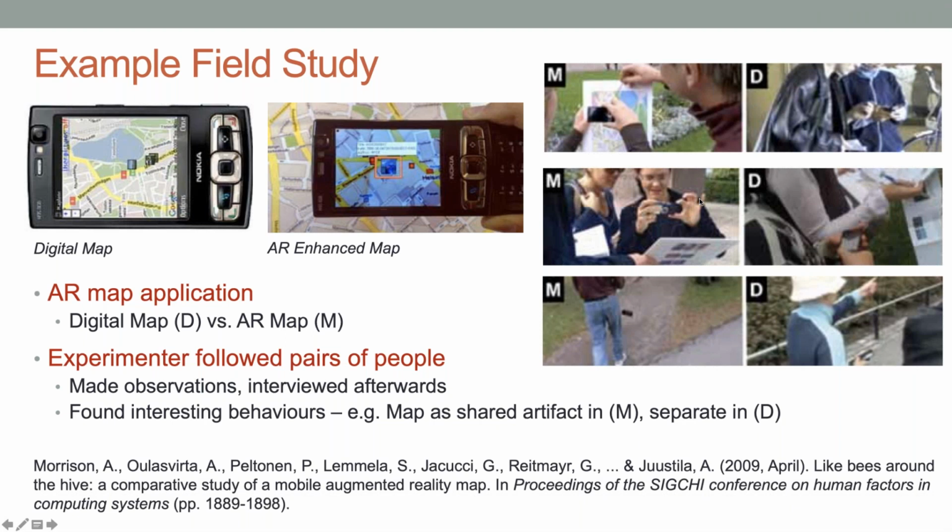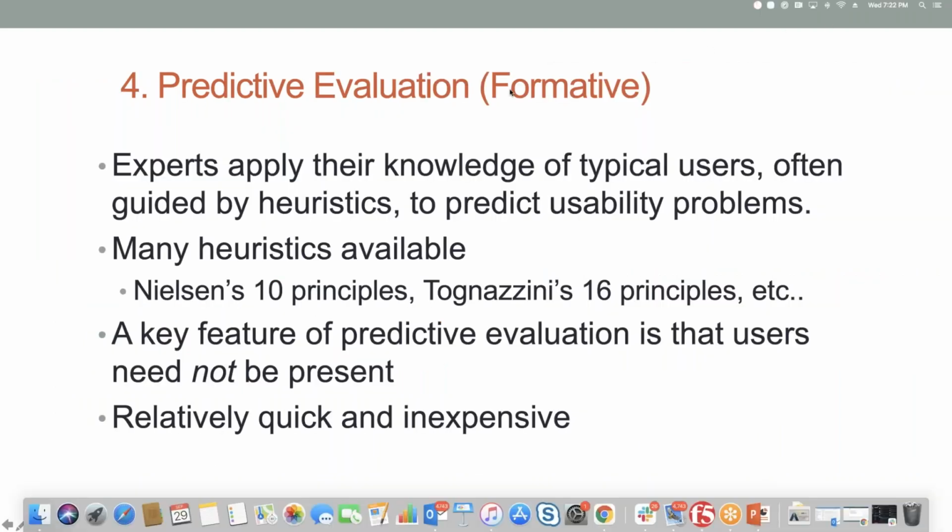The final type of study is a predictive evaluation, and in this case, you ask experts to apply their knowledge of users, guided by some specific heuristics, to predict usability problems in the interface. There are many different heuristics available. Jakob Nielsen has his 10 principles of user interface design, and Bruce Tognazzini has 16 principles, and Ben Shneiderman has a book, and Don Norman has his set of design principles. So you can take these design principles and look at the user interface and find areas where you think it should be changed or improved.